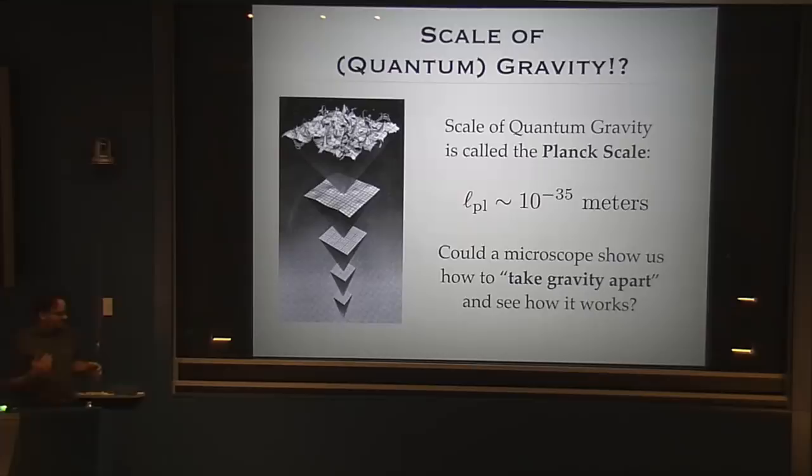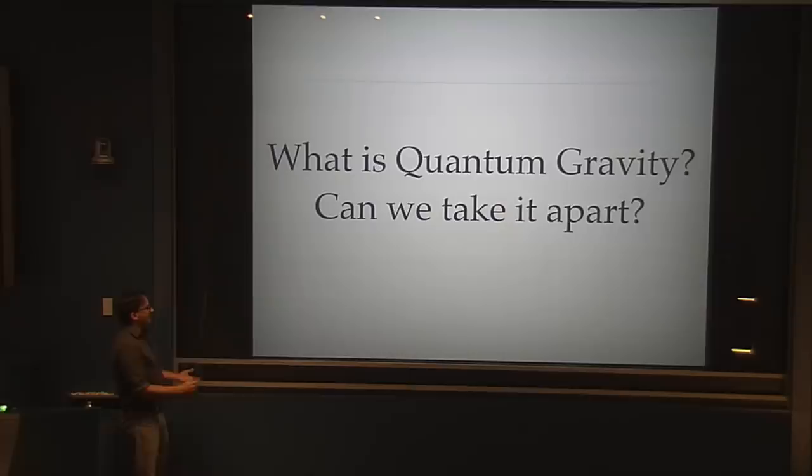So that's the question then. What is quantum gravity? How should we study it? Can we, in fact, take gravity apart and learn what it is? In other words, can we approach gravity the same way we approached all these other forces? The weak forces were responsible for beta decay, and we built bigger and bigger colliders until we could study the size scale or the energy scale associated with that process and learn what really underlies it and build a theory around it. Could we do the same thing? Should we do the same thing with quantum gravity? That's the question I want to ask.